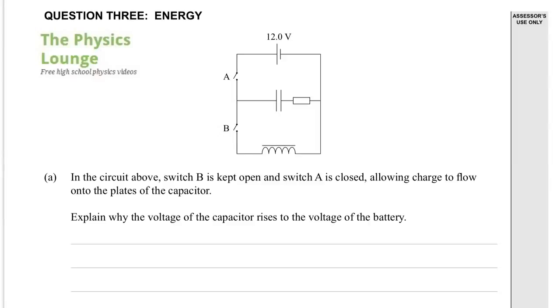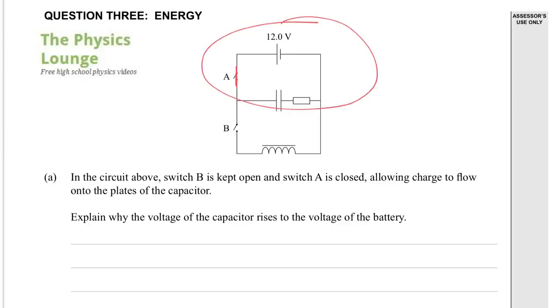2014 Level 3 Physics, Electricity Question 3. In the circuit above, switch B is kept open and switch A is closed. So let's just draw that on here. So closed and left open, allowing the charge to flow onto the plates of the capacitor. So it's really just the top part of the circuit, capacitive circuit, DC.